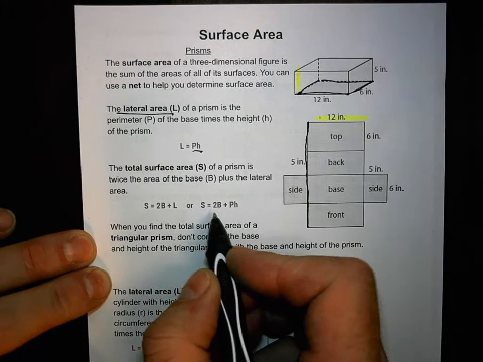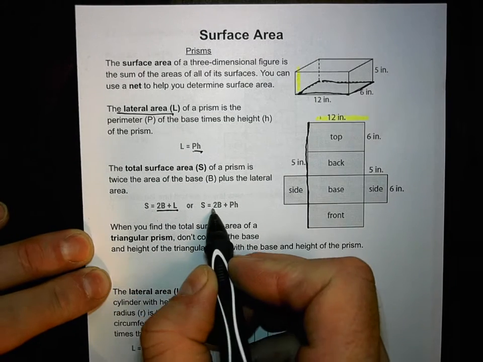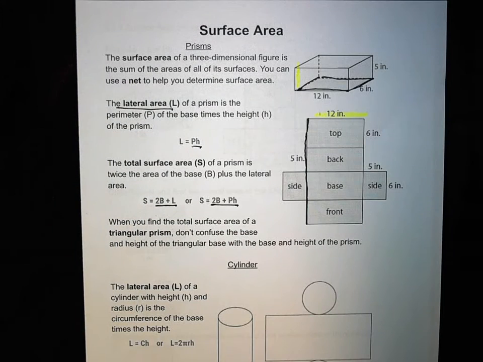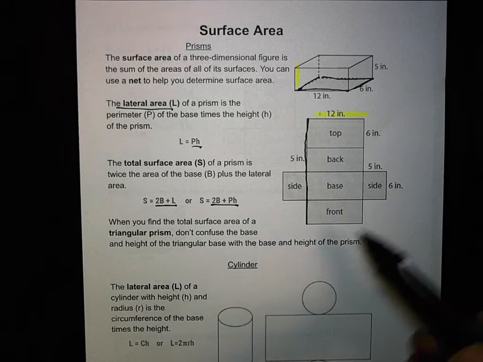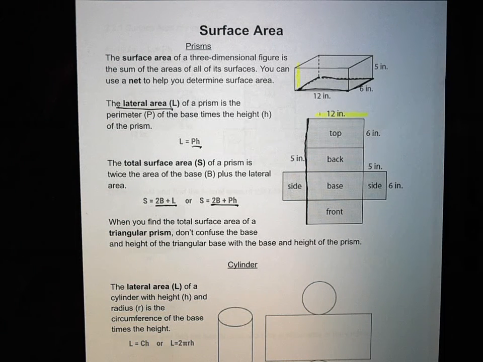So total surface area is the lateral area, or perimeter times height, plus 2 times the area of the base. This is what kind of prism? Rectangular prism. What's the area of the base for a rectangular prism? Length times width. That's it. We're going to do some problems there. Triangular prisms get unique, but the only thing unique about it is the area for a triangle.